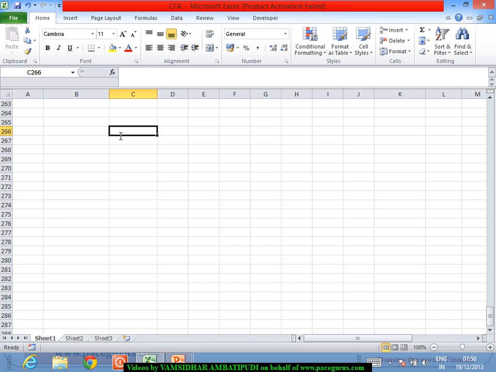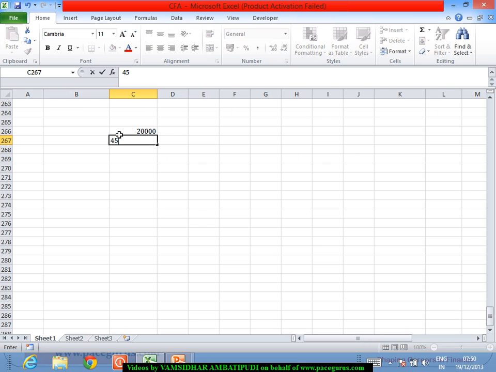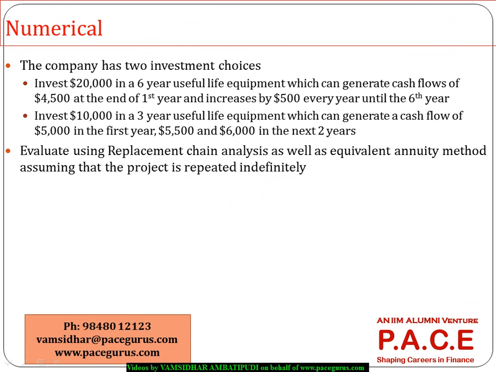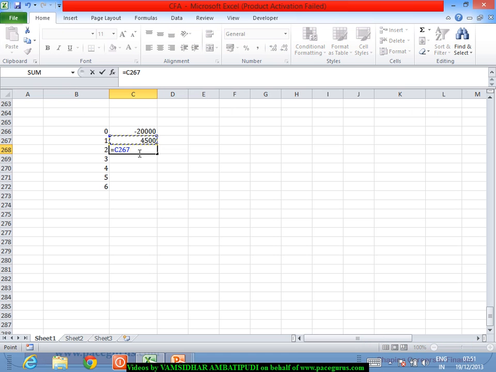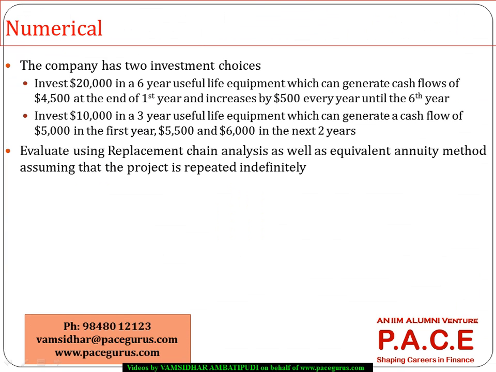Company has 2 investment choices: 20,000 in a 6-year useful life equipment. The company has to invest 20,000 now, which can generate cash flows of 4,500 at the end of the first year. So probably I'll call the time periods 0, 1, 2, 3, 4, 5 and 6. At the end of the first year, 4,500, and increase by 500 every year until the 6th year. So probably the cash flows are like 5,000 at the end of the second year and so on up to the 6th year.